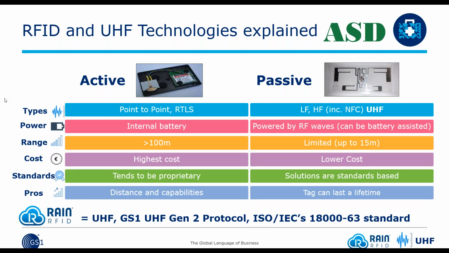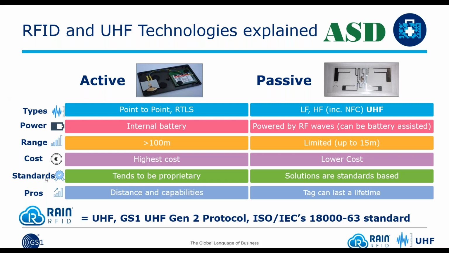Based upon the two different types of structures, naturally the active tag will give you a longer read range because it's battery based, and as a result it's also much more expensive. The range that you can get from an active tag, as Siobhan mentioned earlier, can be up to 100 meters and in some cases greater than that.